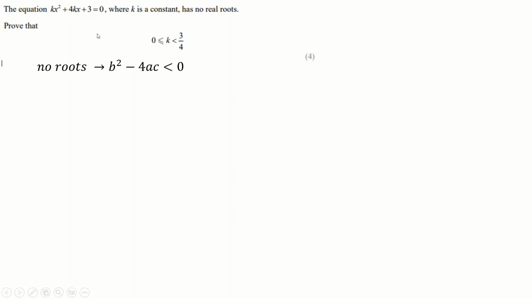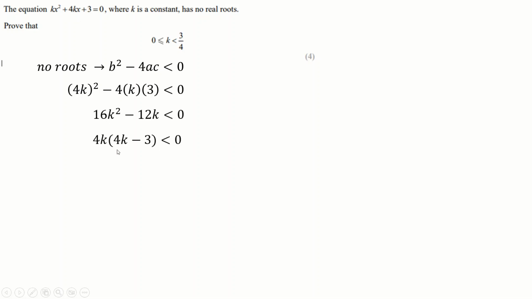b squared minus 4ac is less than 0 to have no real roots. They just like choosing k for this question. Anyway, b is 4k, so that's 4k all squared, which will make 16k squared eventually. a is k and c is 3. We get this here. We can factorize out 4k from that, which of course means our critical values are either k is 0, which will make this whole thing 0, or k is 3/4, which will also make this whole thing 0. So those are our critical values.